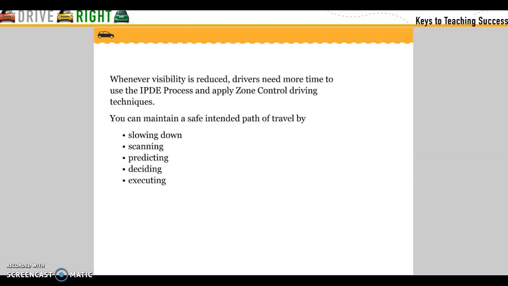Whenever visibility is reduced, drivers need more time to use the IPTA process and apply zone-controlled driving techniques. You can maintain a safe, intended path by slowing down, scanning, predicting, deciding, and executing.